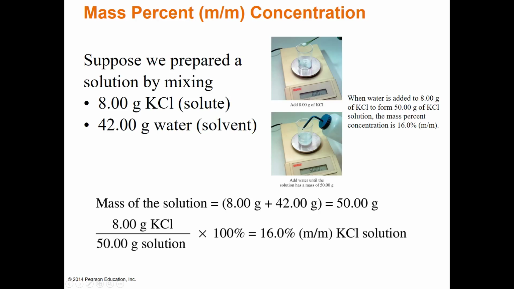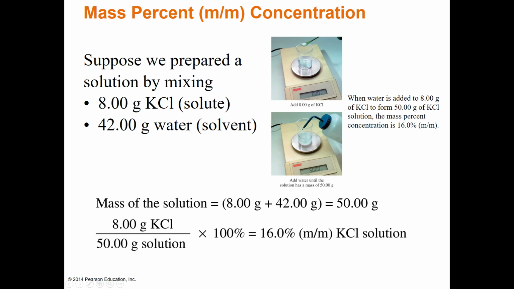Suppose we prepared a solution by mixing 8 grams of potassium chloride. The solute here is potassium chloride, and you dissolve it in 42 grams of water. Water is a solvent. When water is added to 8 grams of KCl, potassium chloride, to form 50 grams of potassium chloride solution, the mass percent would end up being 16% M over M, because you have 8 grams of solute. To get the mass of the solution, you would add the mass of the potassium chloride and the mass of the water put together, which would give you the 50 grams of solution. And times 100 gives you 16%.